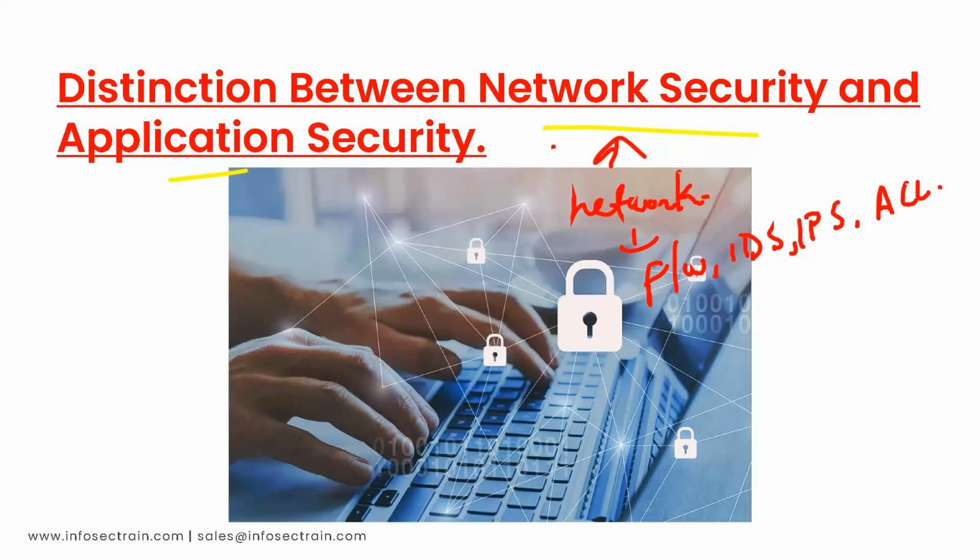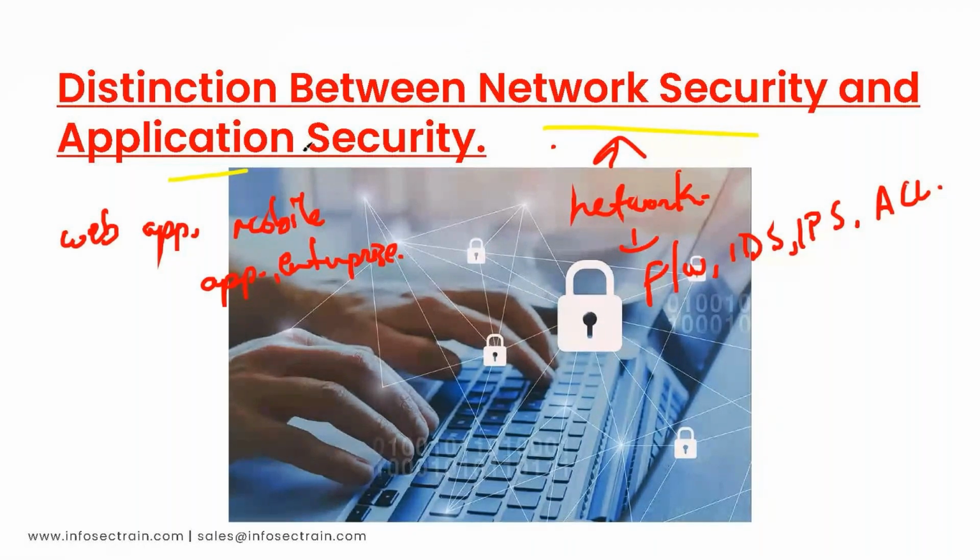Then we are having application security. In application security, we are going to protect the software that is running on a network, like our web applications, mobile applications, enterprise applications and many more. So application security will be preventing the vulnerabilities in our applications which can be exploited by attackers. For that, we can have secure coding practices, we can implement input validations, and we can perform vulnerability scanning and penetration testing.